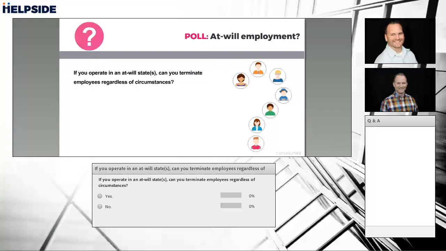Now, before we dive into the details, we have a poll question for you, and this is a simple yes or no. So you have a 50-50 chance. Maybe. Here's the question. If you operate in an at-will state, which most of us do, can you terminate employees regardless of circumstances? It's day 3. Those of you who are with us for the whole time, you're probably tired, and so we don't want to ask you a really hard question right off the bat.